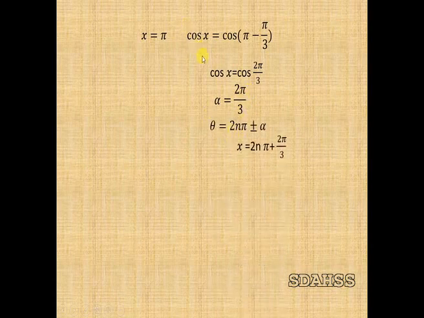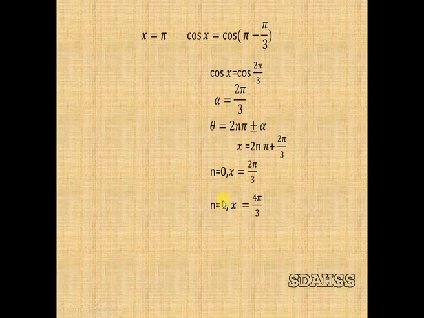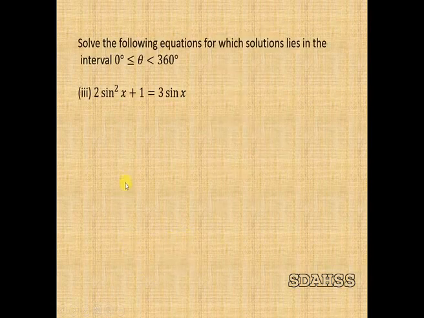We know that cos theta is equal to cos alpha means its general solution is theta is equal to 2n pi plus or minus alpha. Substitute alpha is equal to 2 pi by 3. Here the angle lies between 0 to 360 degrees, so we don't want the negative sign. So x is equal to 2n pi plus 2 pi by 3. Substitute n equal to 0, so you have x is equal to 2 pi by 3. Substitute n is equal to 1, so you have x is equal to 4 pi by 3. So the values are x is equal to pi, 2 pi by 3, 4 pi by 3.